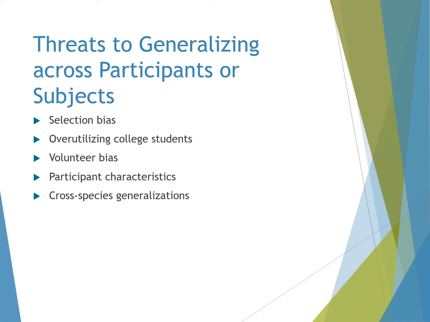Participant characteristics: the group you selected may not actually represent your population. And then cross-species generalization. Principally when we conduct animal research, we have to think about whether those findings generalize to humans.